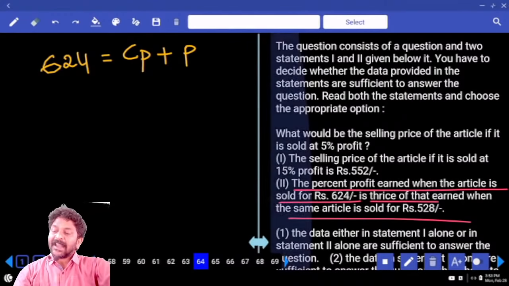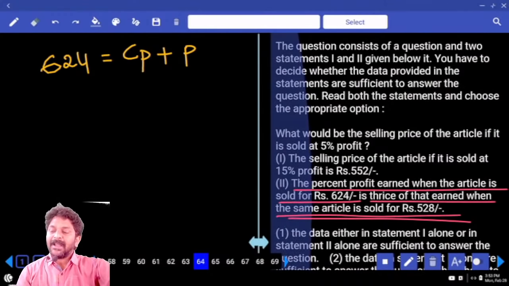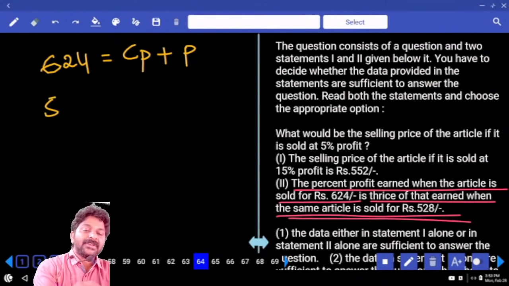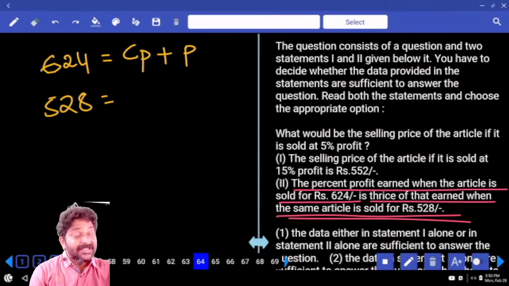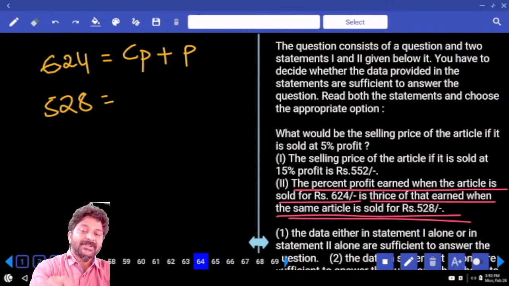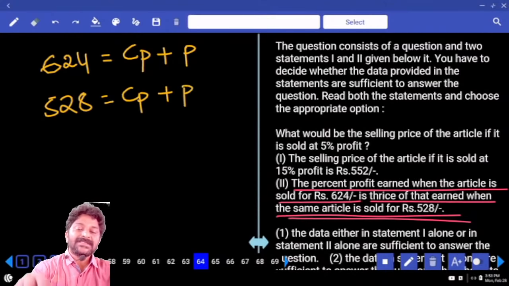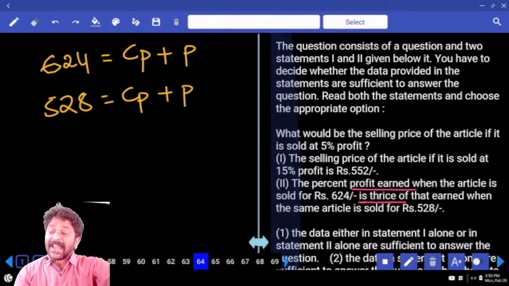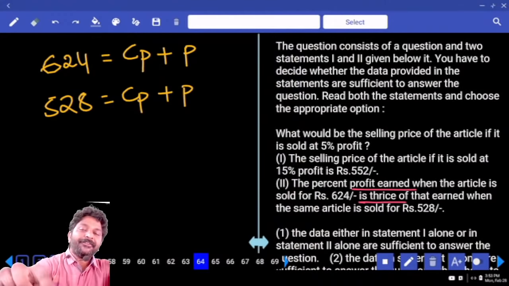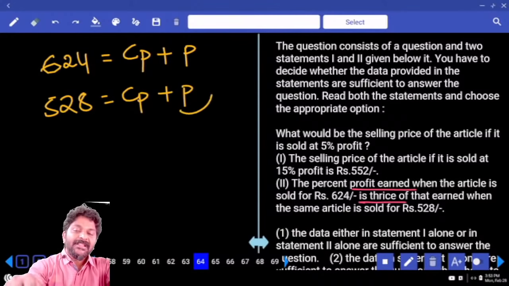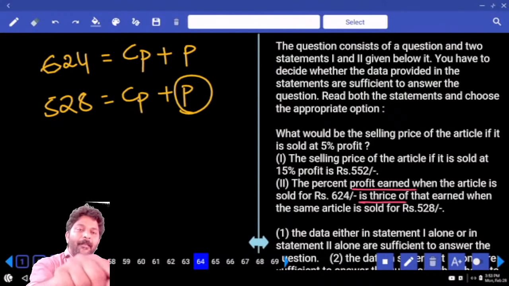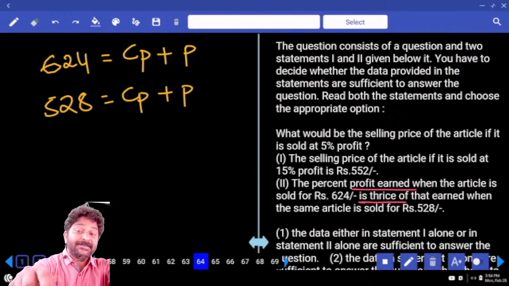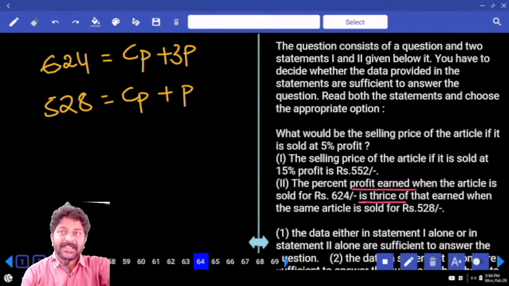Is thrice the profit earned when the same article is sold for 528. So now when you are selling it at 528 rupees, in this case also 528 is the selling price. And in that case, what you are getting is profit only. So that is also equal to cost price plus profit. But look at this carefully. Profit earned is thrice. That means profit in the first case is going to be 3 times the profit in the second case. If the profit in the second case is P, in the first case it is 3P.